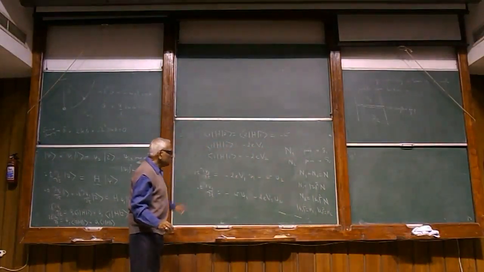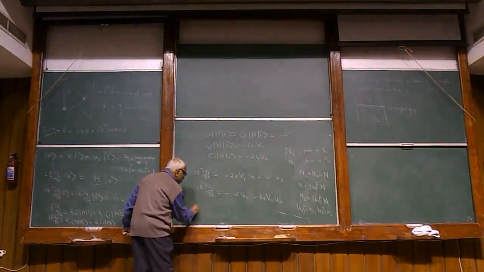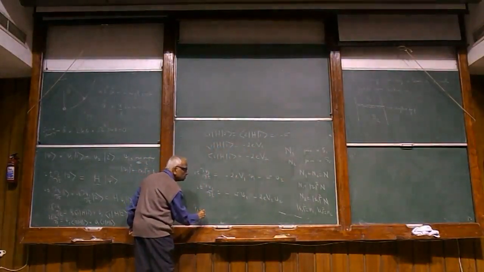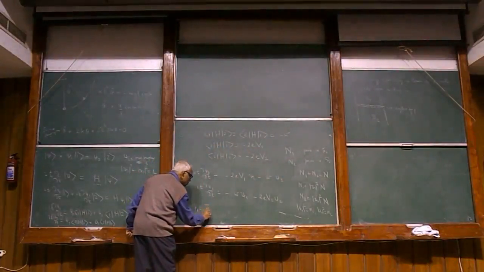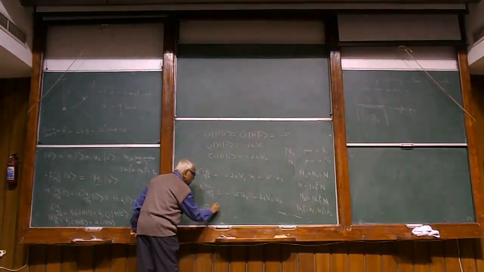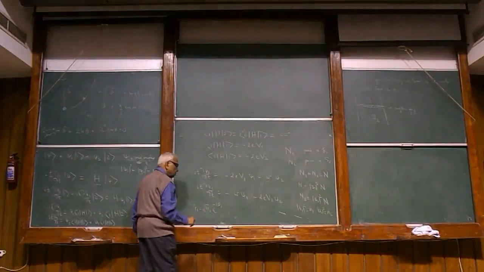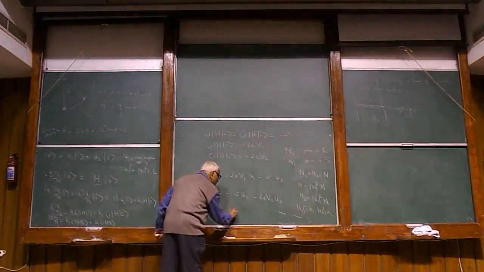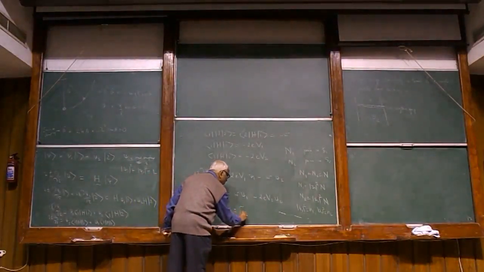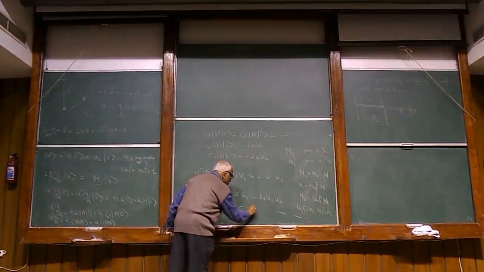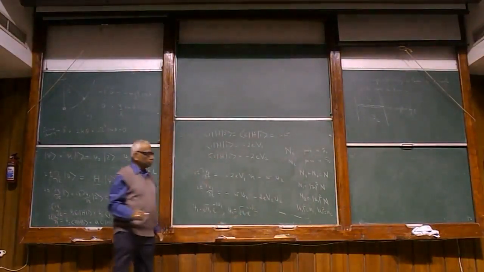Psi 1 is a complex number, which I'll now write as psi 1 equal to square root of n1 e to the power minus i theta 1, and psi 2 is equal to square root of n2 e to the power i theta 2.